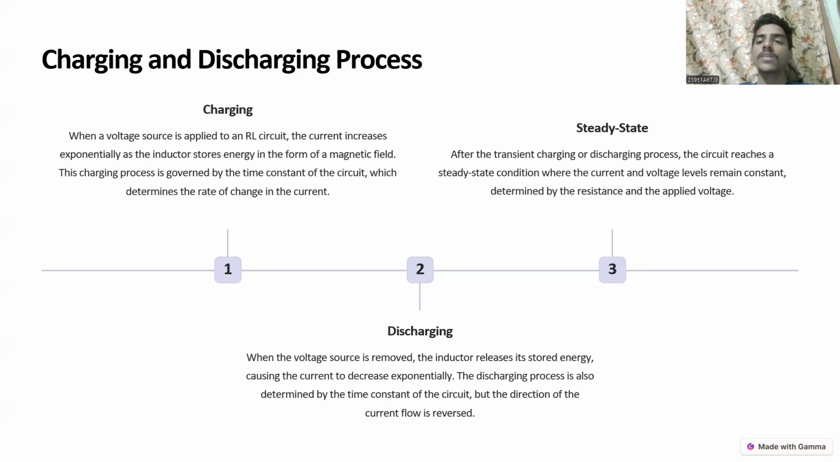Steady state. After the transient charging or discharging process, the circuit reaches a steady state condition where the current and voltage levels remain constant, determined by the resistance and the applied voltage. Discharging. When the voltage source is removed, the inductor releases its stored energy, causing the current to decrease exponentially. The discharging process is determined by the time constant of the circuit, and the direction of current flow is reversed.